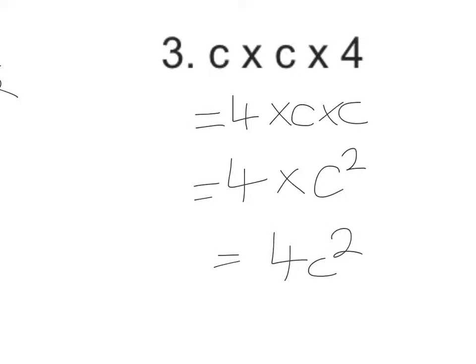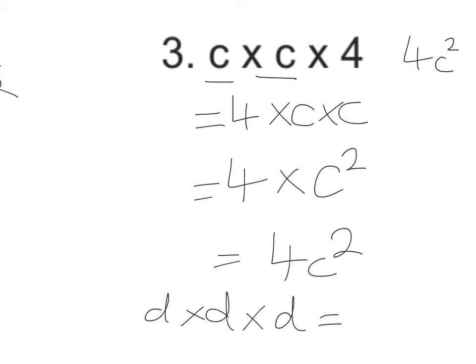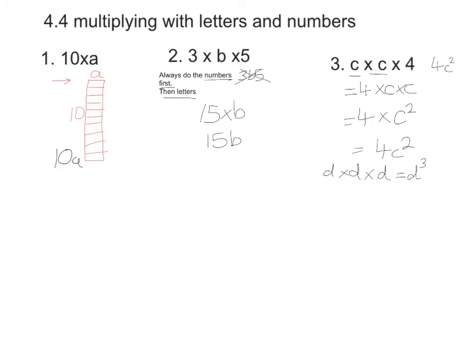squared. That's your answer. 4C to the power of 2, because the power of 2 means times by itself, and I am timesing C by itself. If it was D times D times D, that would be D to the power of 3, and so on. So the key thing to remember with these is do numbers first and then the letters.